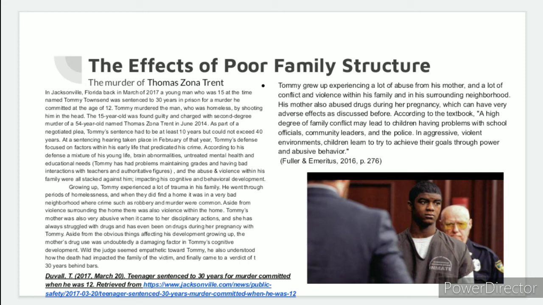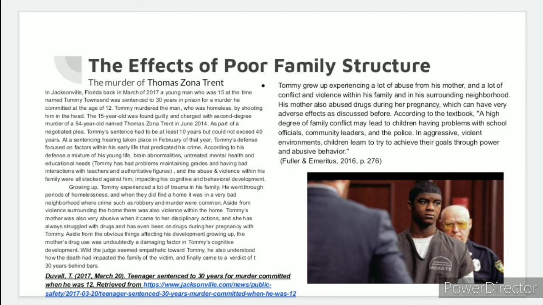Growing up, Tommy experienced violence in his family. He went through periods of homelessness, and when they did find a home, it was in a very bad neighborhood where crimes such as robbery and murder were commonplace. Aside from violence surrounding the home, there was also violence within the home. Tommy's mother struggled with drugs and even used drugs during her pregnancy with Tommy. She was also very abusive when it came to her disciplinary actions.